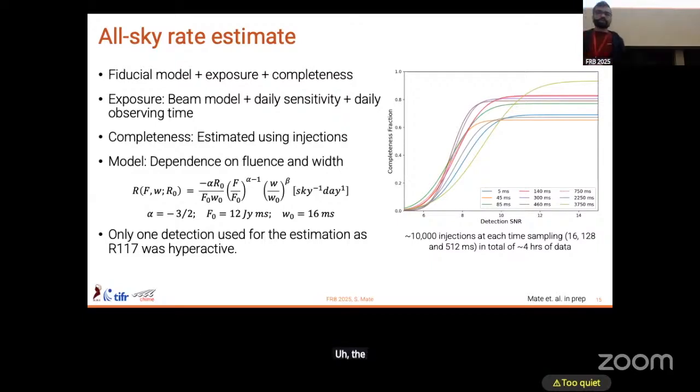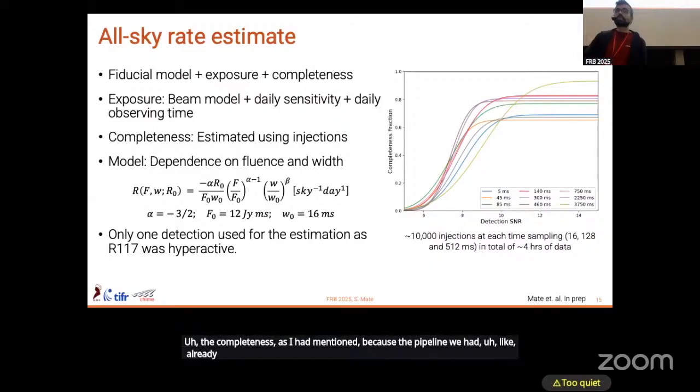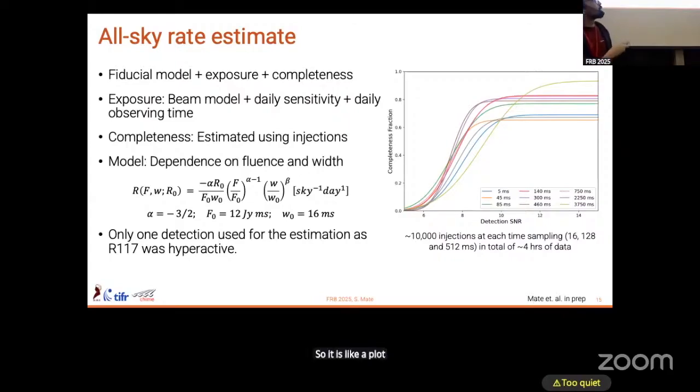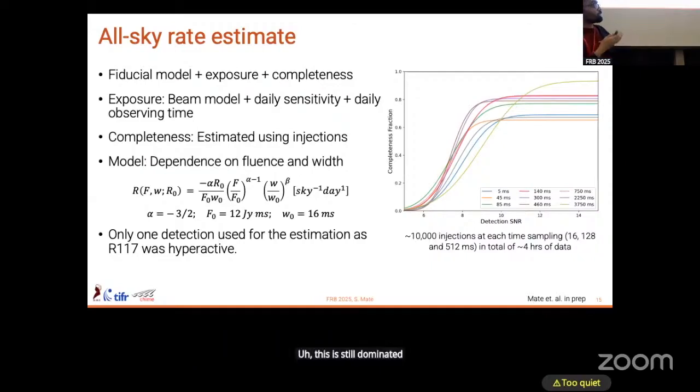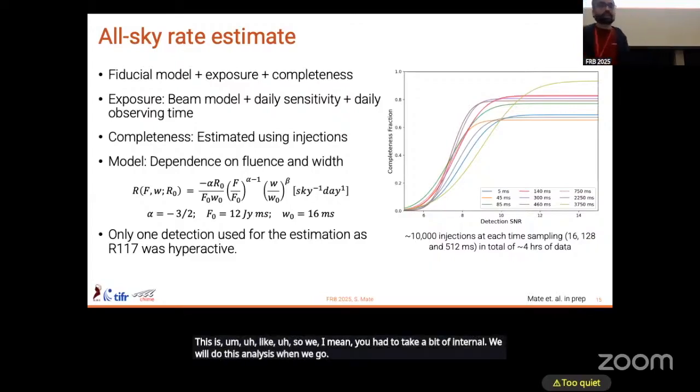For the completeness, as I had mentioned, the pipeline already had an injection routine in it when we were developing it, so we did the injection on some of the test data. The plot on the right shows detected SNR versus completeness as a function of width. This is still dominated a lot by noise, so you have to take it with a pinch of salt. We will repeat this analysis when we go to the full scan.